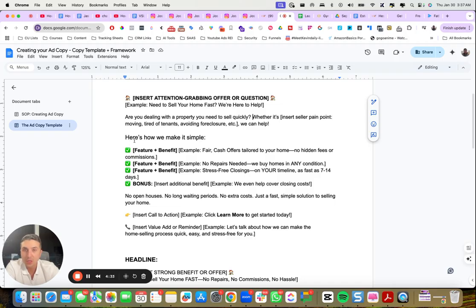Now here's how we make it simple. We're going to list the feature benefits. Fair cash offer tailored to your home. No hidden fees or commissions. No repairs needed, we buy homes in any condition. Stress-free closings on your timeline, as fast as 7 to 14 days. And as a bonus, we even help cover closing costs. No open houses, no long waiting periods, no extra cost, just a fast and simple solution to selling your home.